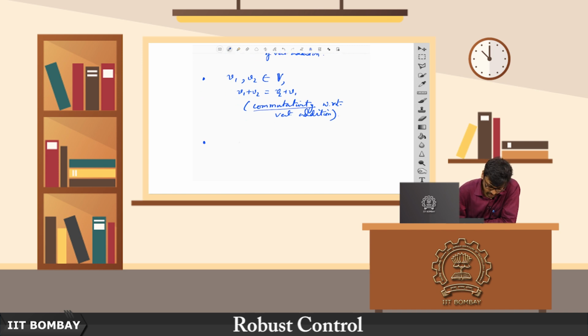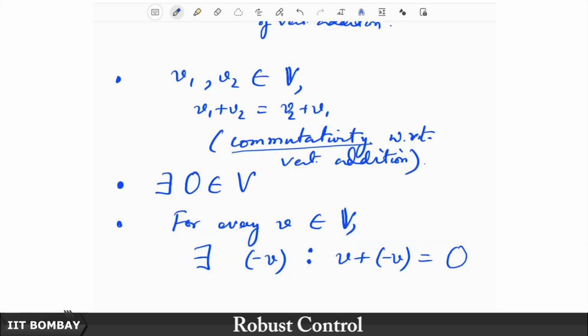Very important, for every v that belongs to this set V, there exists minus v such that v plus minus v is equal to 0, or maybe I should actually have introduced the other property first. So, there exists 0 belonging to the vector space V such that v plus 0 is equal to v for all v belonging to the set V.